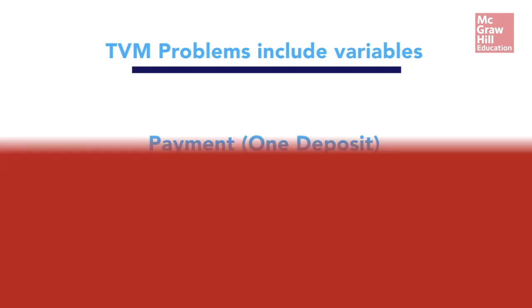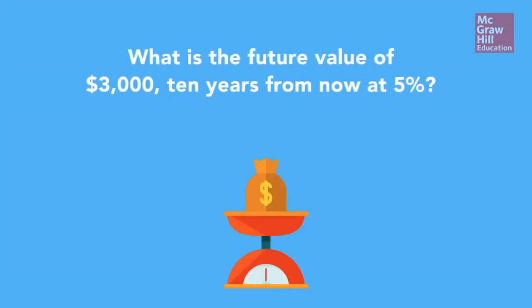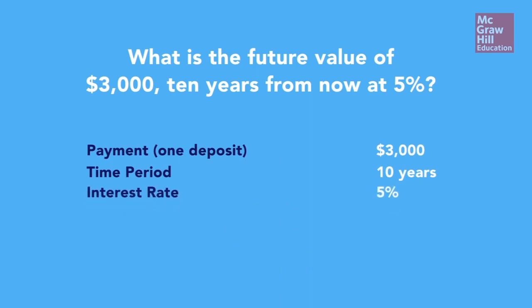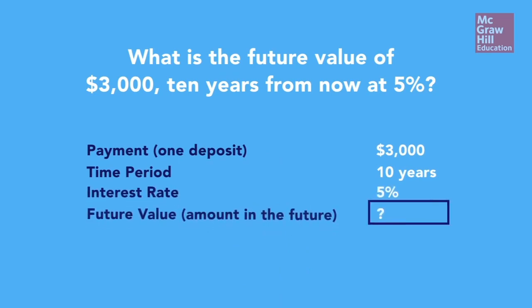So we have a problem to solve. The problem says, what is the future value of $3,000 deposited each year for 10 years, invested at an interest rate of 5%? So let's look back at our variables. We have the payments that are $3,000 each. We have the time period, this is 10 years. We have the interest rate, which is 5%. The variable that is missing is the future value. That's the one we want to solve for.